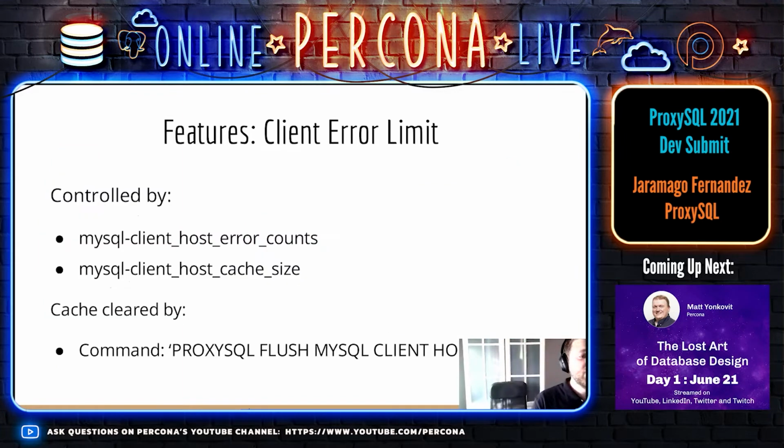This feature is controlled by the variables that you can see there. The first one determines the number of errors that any address is allowed to perform before getting banned for any future connections. And the second one is the size of the cache being used for keeping track of the client addresses that have had any connection errors. The cache can be cleared by performing the command that you can see there, PROXYSQL FLUSH MYSQL CLIENT HOSTS.